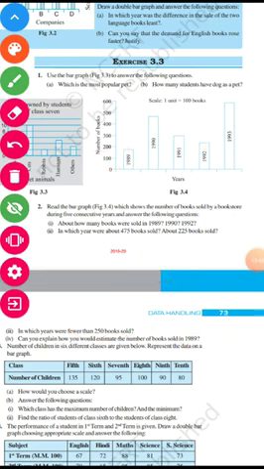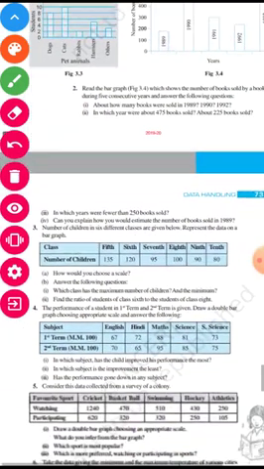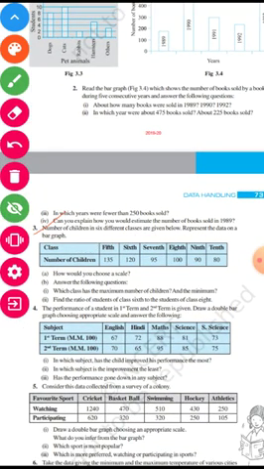Okay, for question number 3, the number of children in 6 different classes is given below. Represent the data on a bar graph. You can draw it very easily. So draw the bar graph.